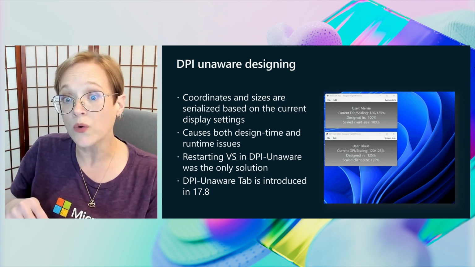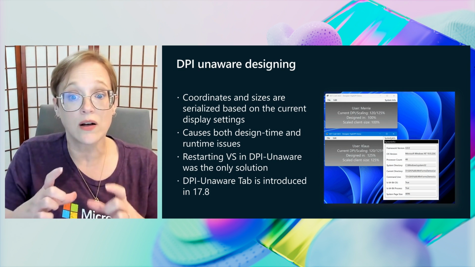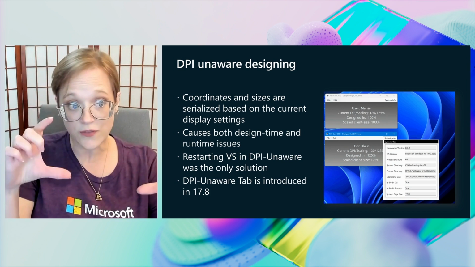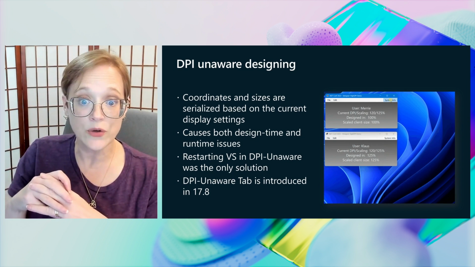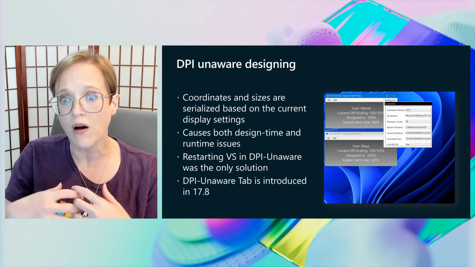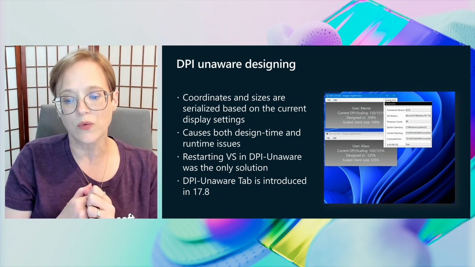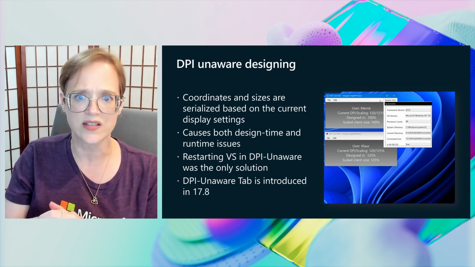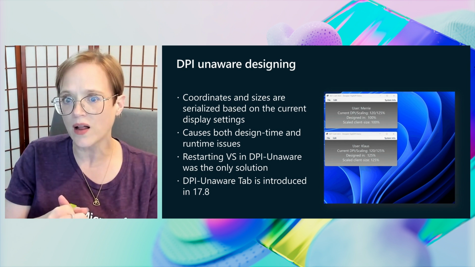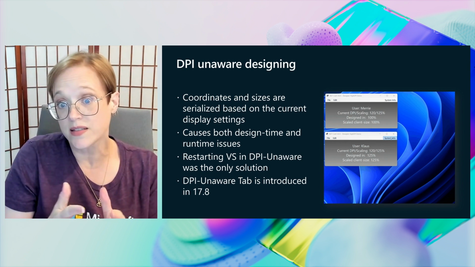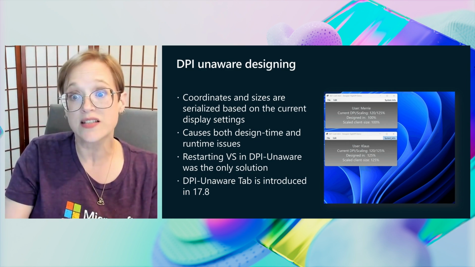Now, with the DPI unaware tab that we've introduced, we can make the screen itself, just the design surface and nothing more, DPI unaware. And everybody who's designing the application is going to be designing in 96 DPI, no matter what their screen is set at for the rest of Visual Studio. This lets VS be nice and crisp while the design surface is still at 96 DPI. So let me take a moment and show you what that looks like.